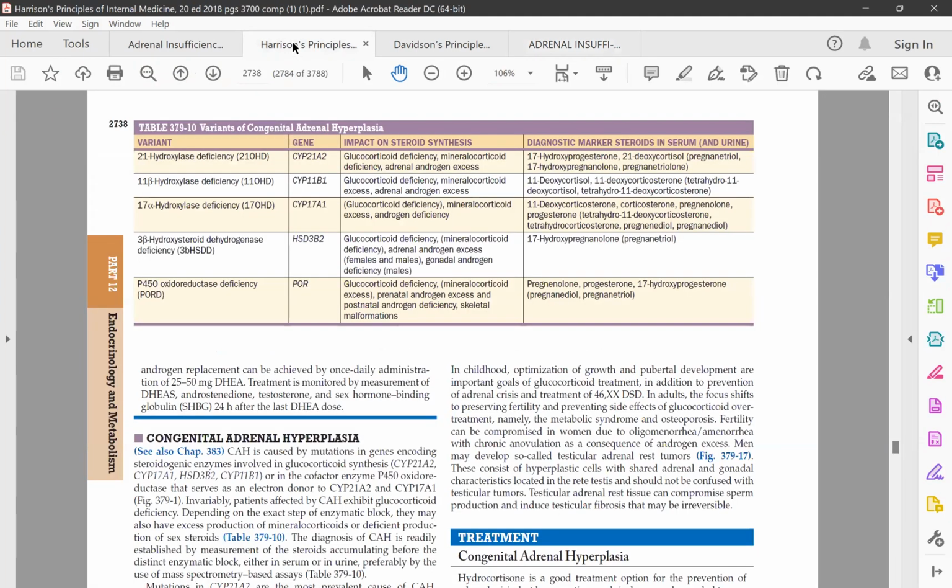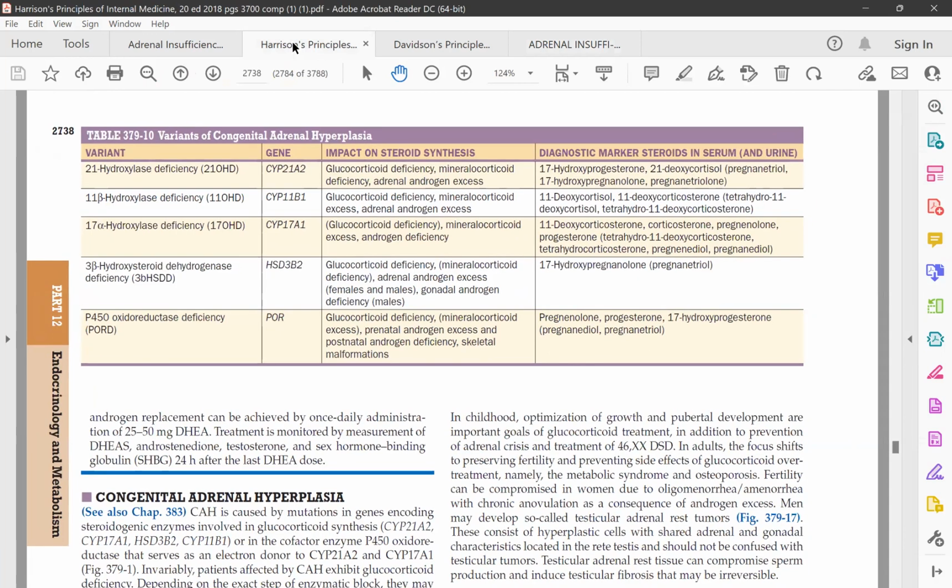So you see here, there are certain genetic abnormalities associated with congenital adrenal hyperplasia: 21 hydroxylase deficiency, 11 beta hydroxylase deficiency, 17 alpha hydroxylase deficiency, 3 beta hydroxysteroid dehydrogenase deficiency. We have seen where these enzymes act. Last time I showed you that chart. So that is very useful to remember what the various deficiencies are and what the markers are.